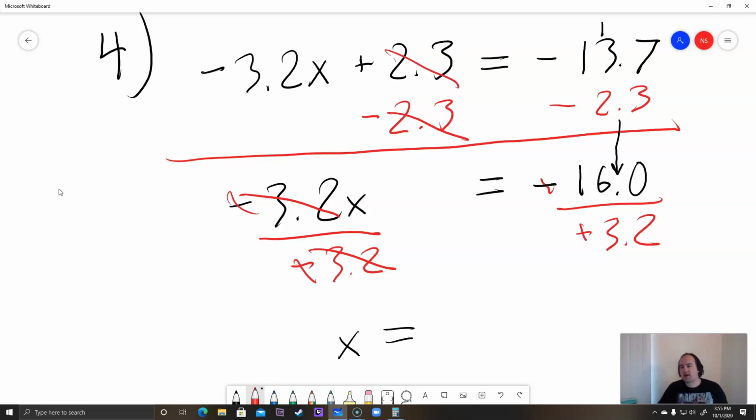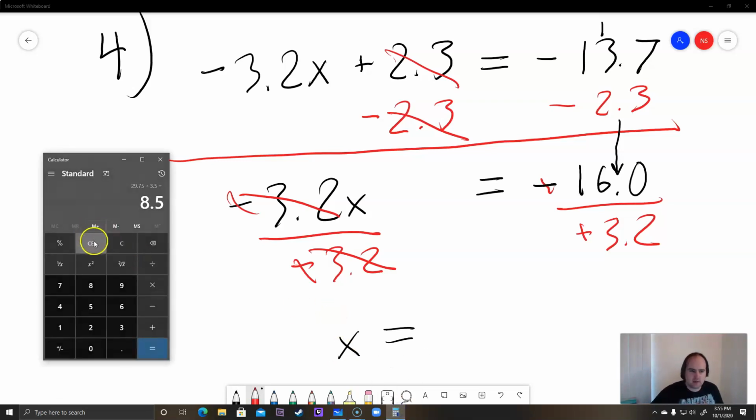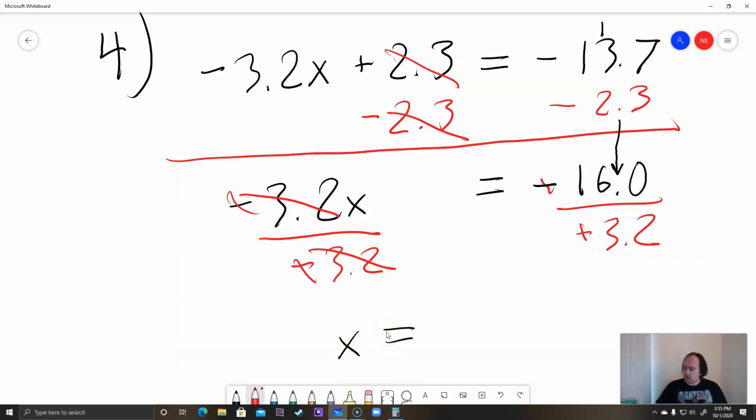And then 16 divided by 3.2, I think we know how to do that by hand now, so let's start using the calculator. So 16 divided by 3.2 is 5. See how much faster that was? Just typing it in. Okay, so we actually get x equals 5. Okay? So 5 is our answer.